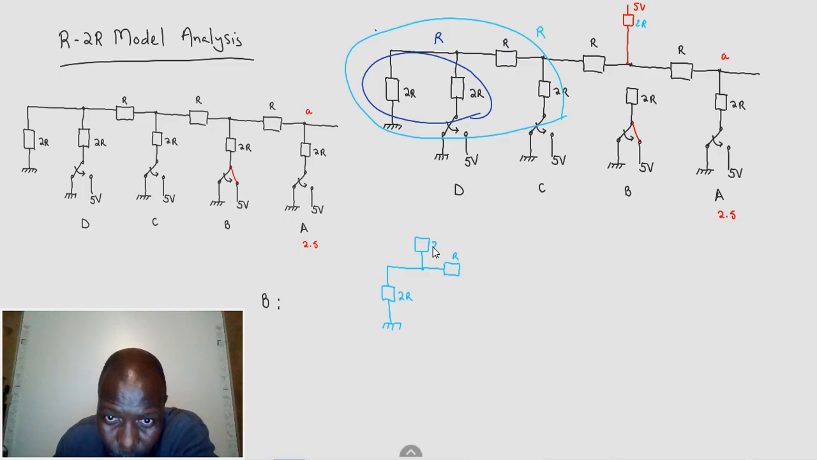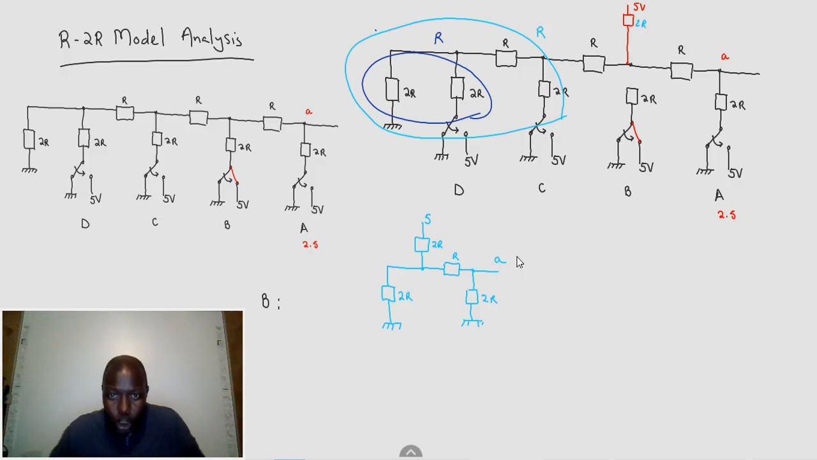Oh, by the way, this is 2R and the 5 volts. These and that 2R are still in their position. I just redrew it so that maybe it's clearer what I'm doing. So there we have our point A. All we need to do now is work out this resistance and that there.